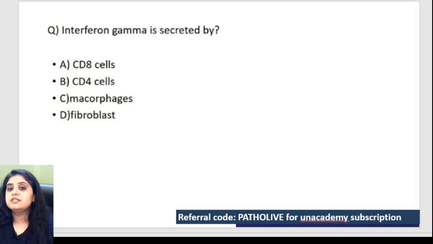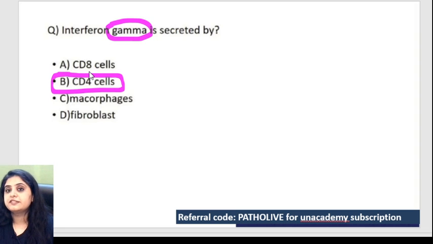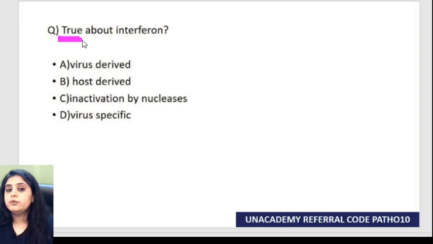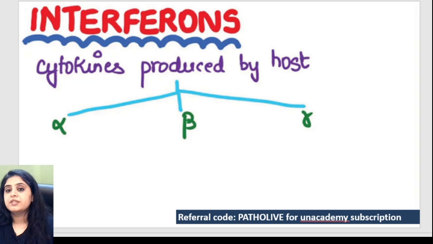What is this? So interferon gamma is released by. So the answer to this question before I start discussing is CD4 T cells. One more question. Which of the following is true about interferons? Is it virus derived, host derived, inactivated by nucleases, or virus specific? So remember, it is actually nothing to do with the viruses. Guys, interferons are host derived. So that's the first thing that I want to tell you.